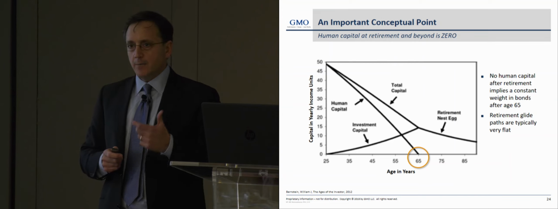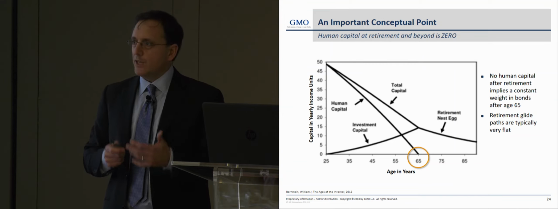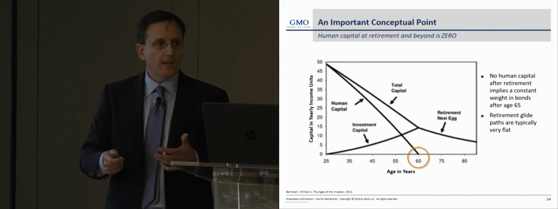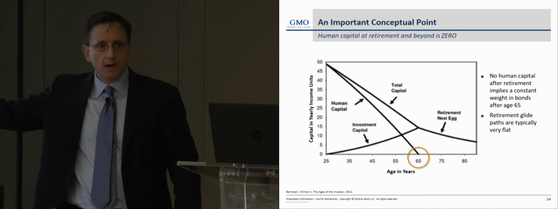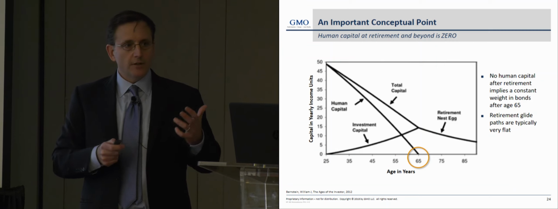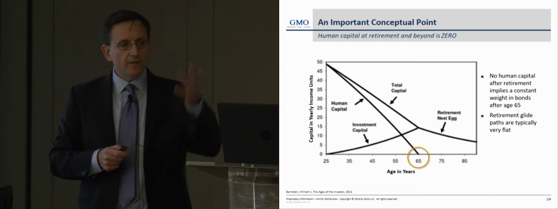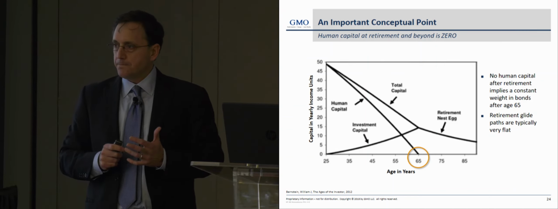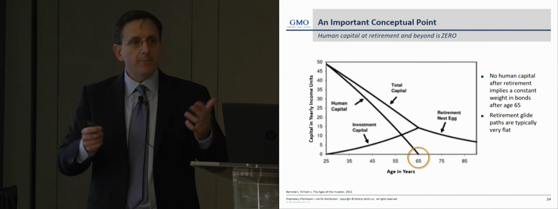The basic idea behind human capital is very simple. Your human capital is the present value of your future earnings or wages or savings, however you want to look at it, they're all equivalent. You start out when you're very young, you have a lot of human capital. And human capital is considered like a bond. So the thinking goes, well, you're very young, you have this huge bond in your total portfolio. Therefore, you should have a lot of stocks to have a balanced portfolio.